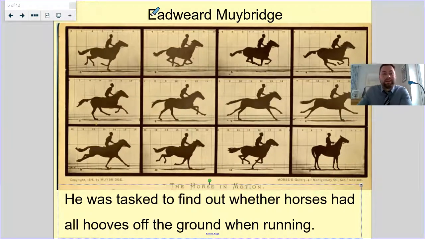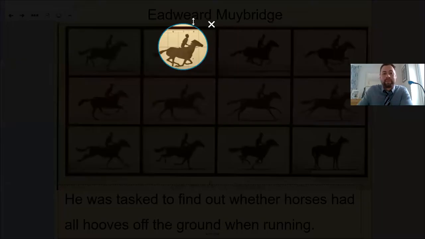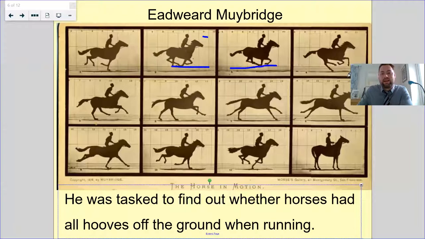And he was able to see that in this picture here, how do we move this? We can't move it. You can see here that all the horse's hooves are off the floor. And we can see here as well. So he was actually able to find that when a horse is galloping, they are actually off the floor completely at some point whilst they're galloping.